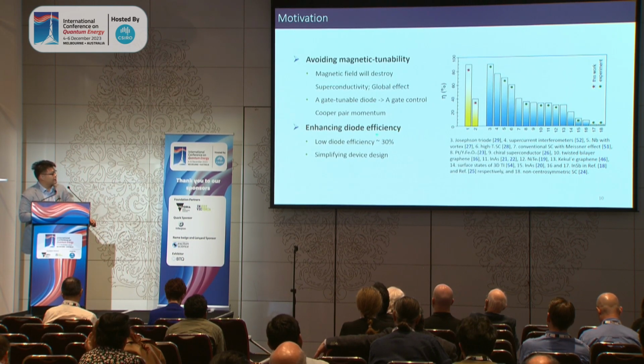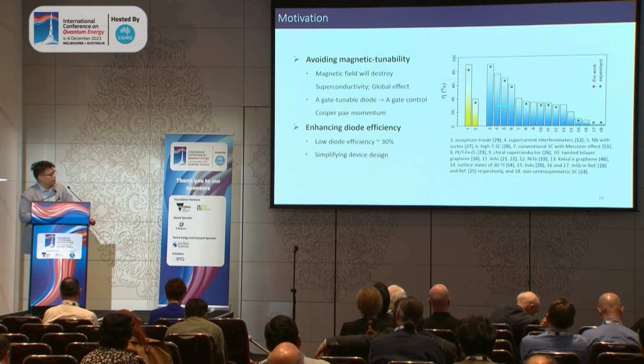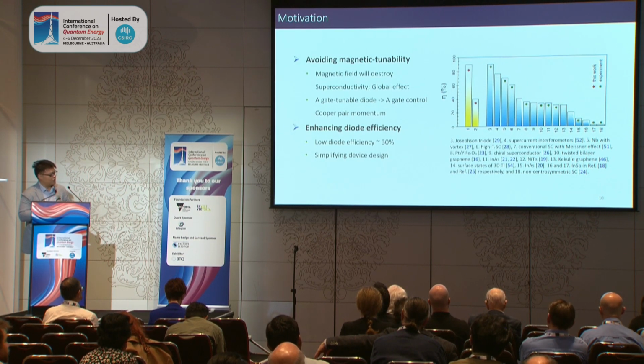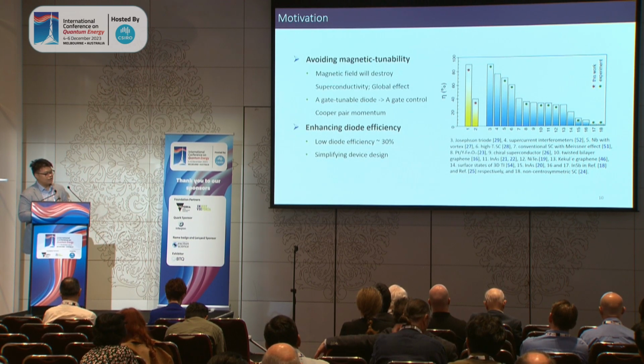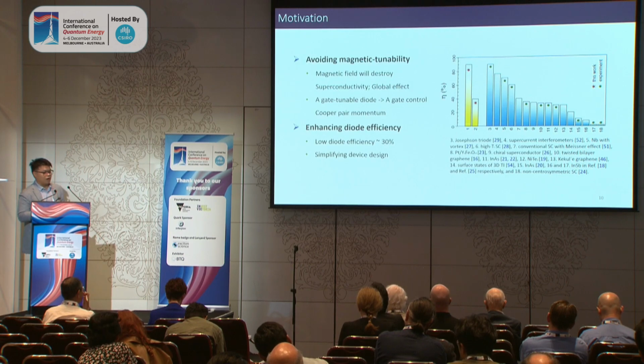And the other aspect is that we need to enhance the diode efficiency. To my knowledge, most of the experiments realizing a Josephson diode reach about 13% diode efficiency. Even though with some special design the diode efficiency can be increased, such a device is, I think, a little bit hard to realize. So we need to find a simple device with a high diode efficiency. So that is our motivation.